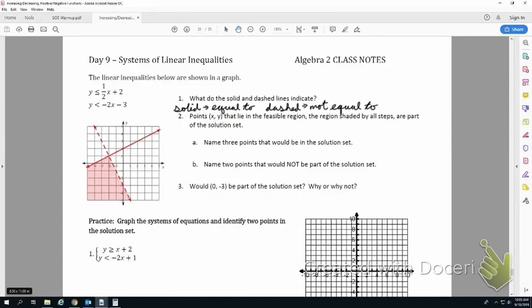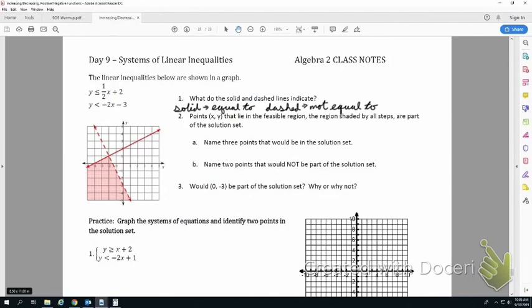Number 2 says that points x, y lie in the feasible region. The feasible region, that's just the area that satisfies both inequalities. Okay, it's clearly up there in the shaded area. So any point that would be in that area would be considered a solution. Any point outside that area would not be a solution. Okay? So, Alvin, what is one point that would be a solution on this graph?